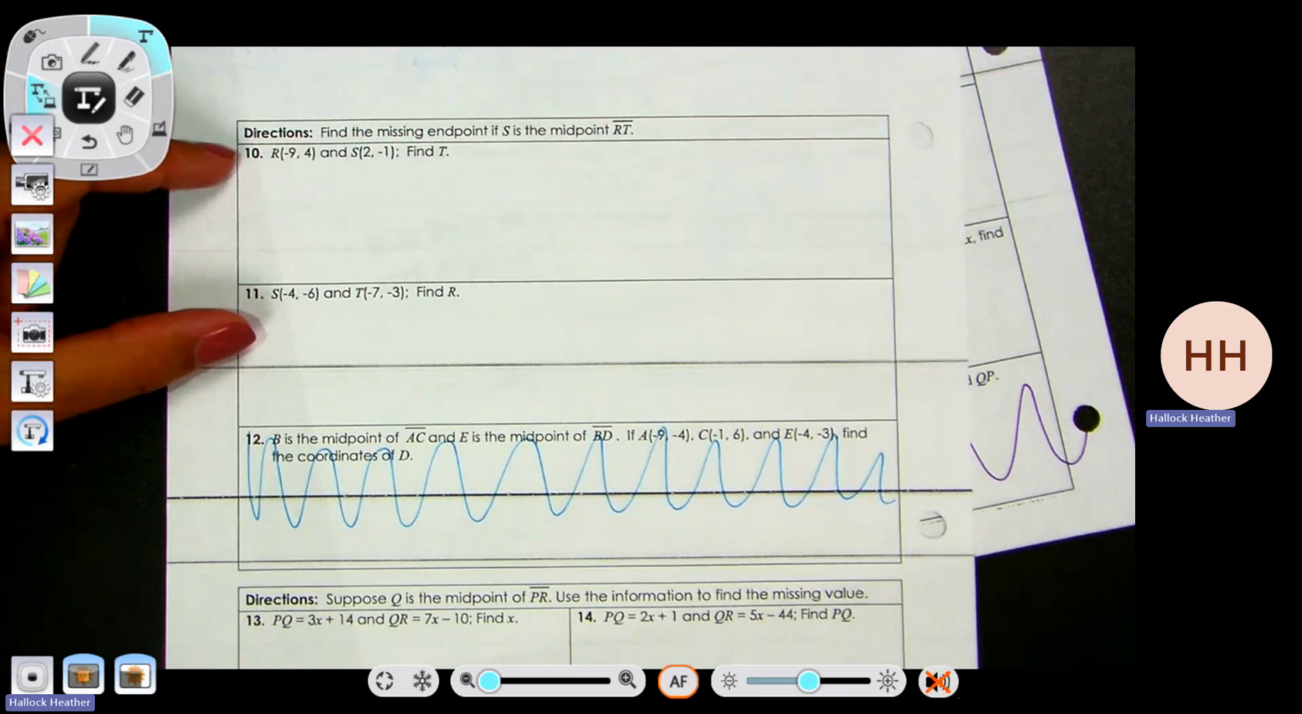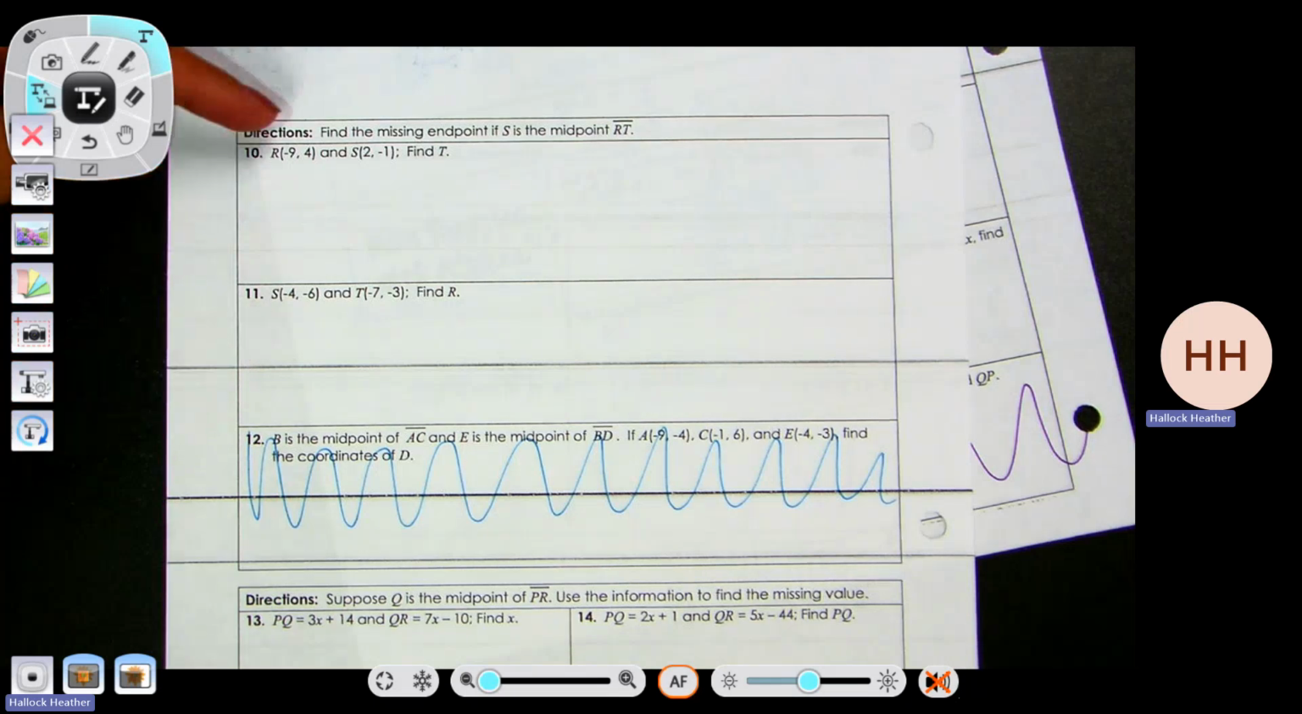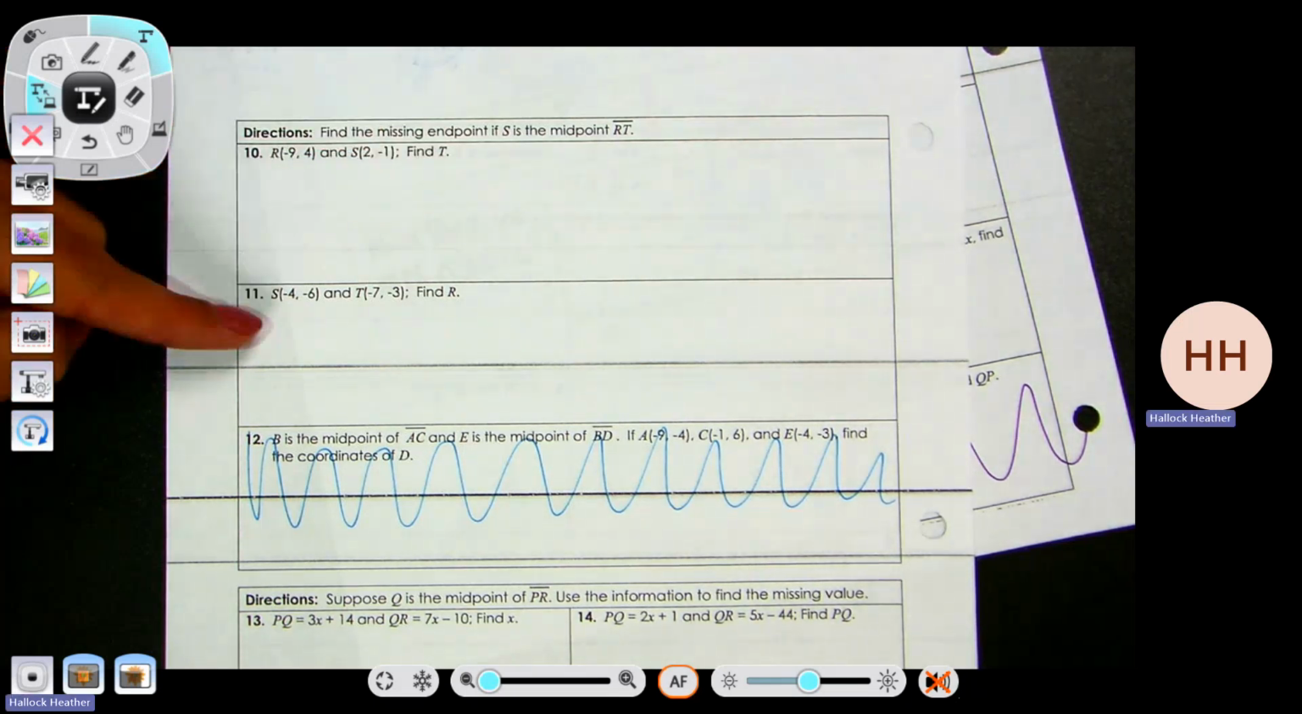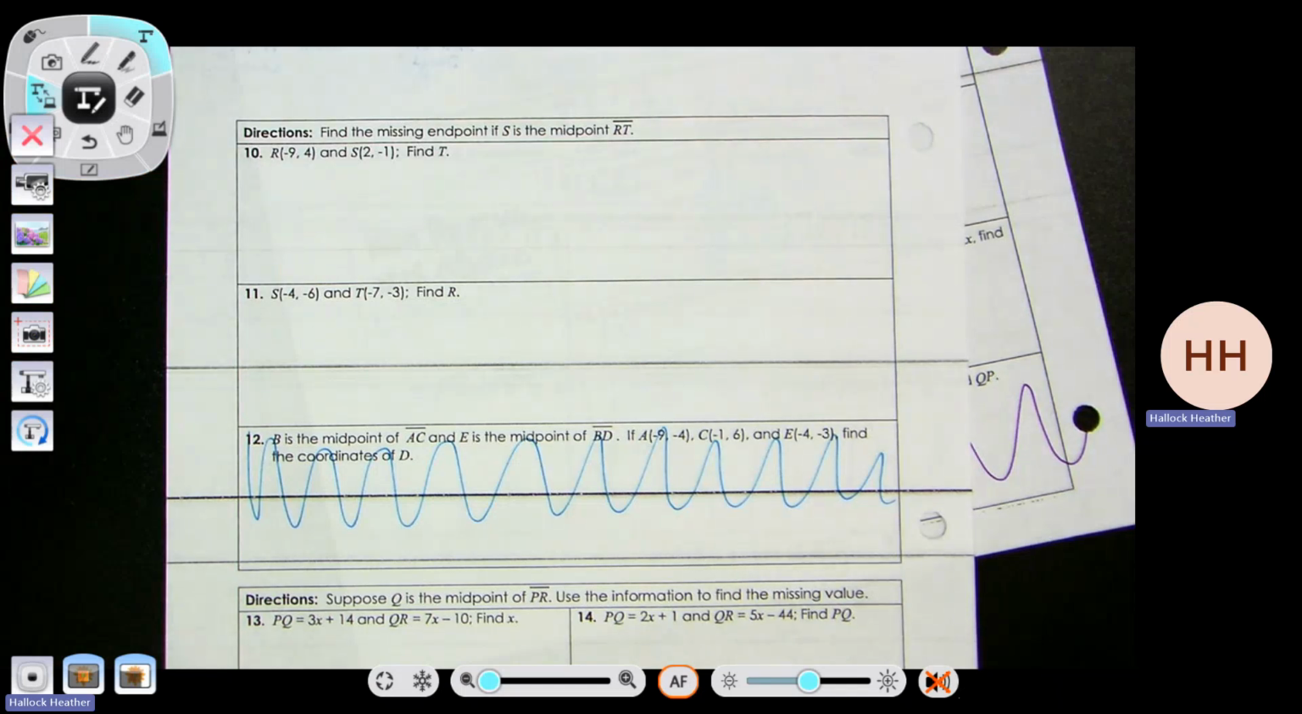Talk to the people at the table. Make sure you guys are getting the same answers. If you have questions, let me know. Make sure you read the directions. The directions are the same for that same grouping. So 10 and 11 have the same directions. The directions are find the missing endpoints. So read that. It applies to both questions. Okay. So your pictures will kind of look the same with different numbers.